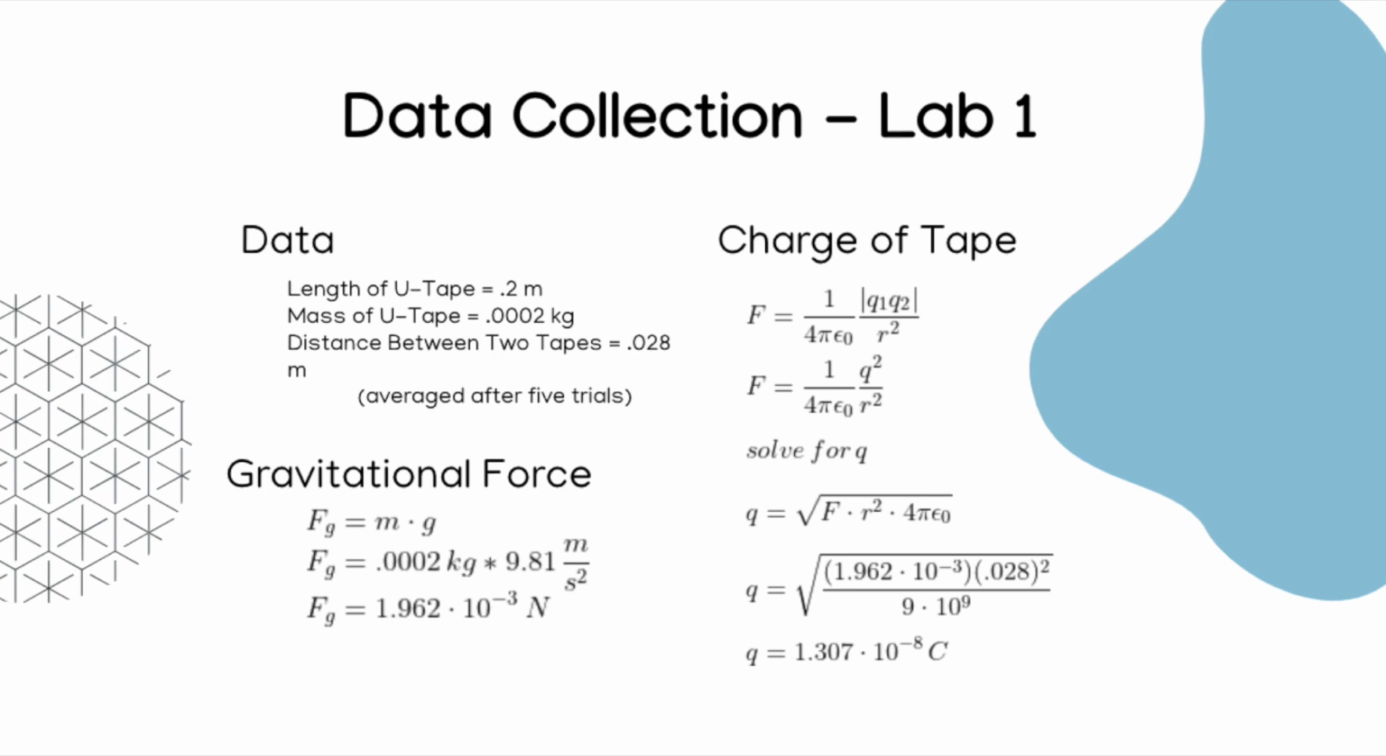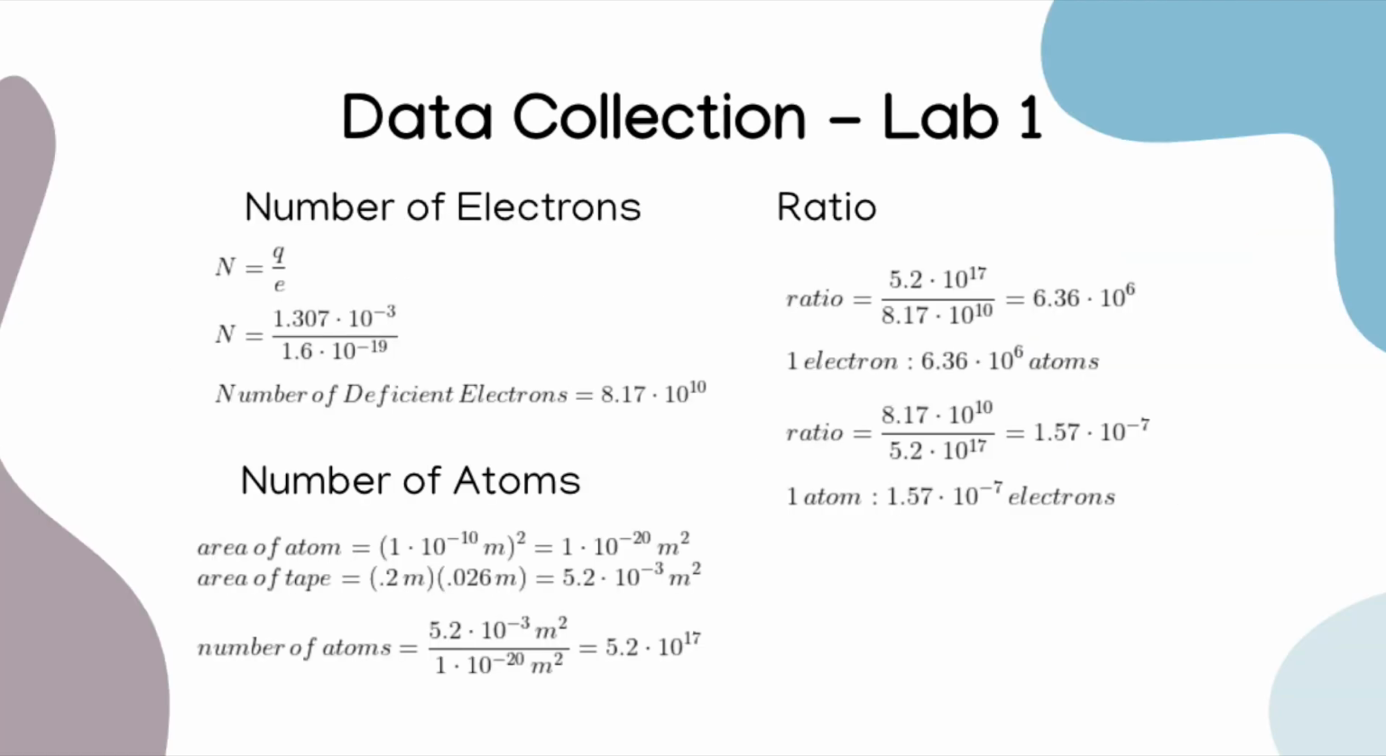Finding the gravitational force, we got 1.962 times 10 to the negative 3 newtons, and then treating the tape as point charges, we got that the charge of one tape was 1.307 times 10 to the negative 8 coulombs. We know that the total number of deficient electrons was 8.17 times 10 to the 10th, and then we've got the number of atoms being 5.2 times 10 to the 17th, therefore the ratio being 1 atom to 1.57 times 10 to the negative 7 electrons, or 1 electron to 6.36 times 10 to the 6 atoms.